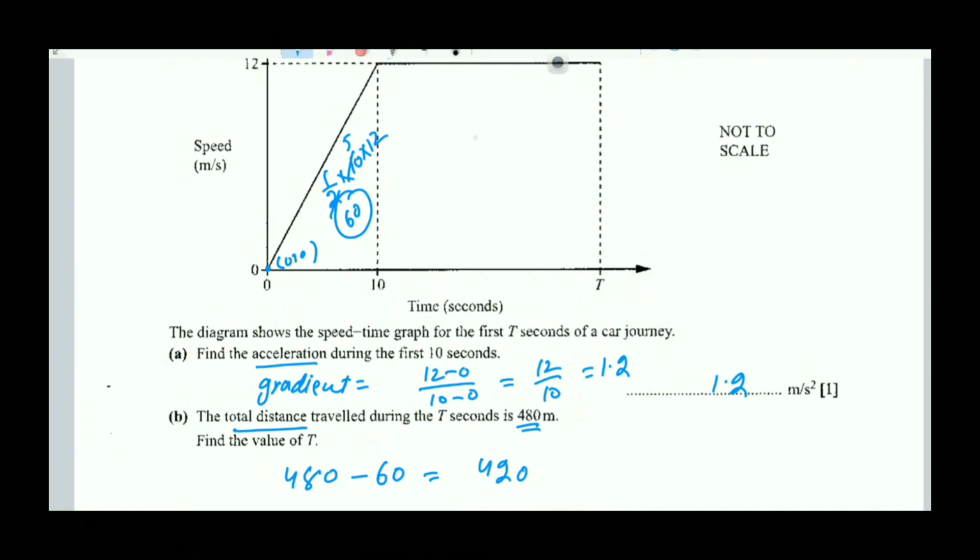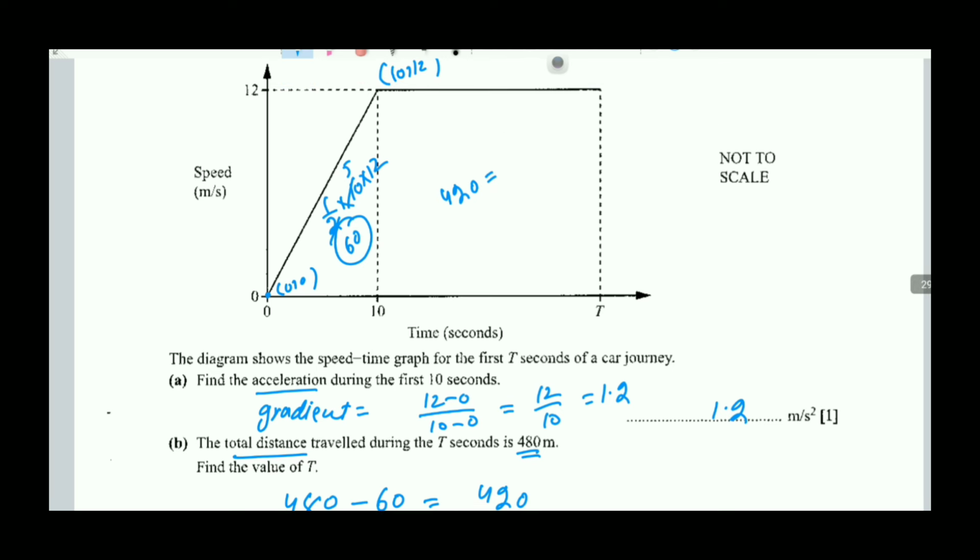So now you will use the formula of the rectangle. 420 is the area of this rectangle. Its formula is length into width. So length is 12 and width we don't know. So this is the way you can easily find the width. That is 35. So W is equal to 35. It means the width is 35. If the width of the rectangle is 35, we will add 10 to 35, and we will get T. So 35 plus 10 is 45.